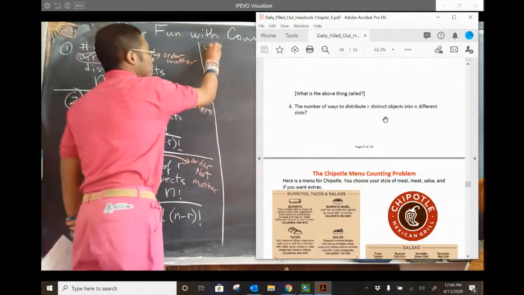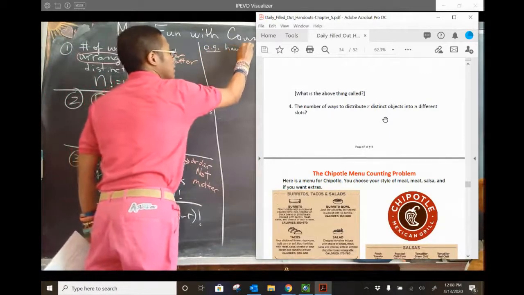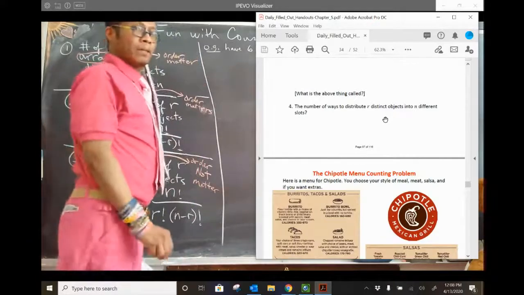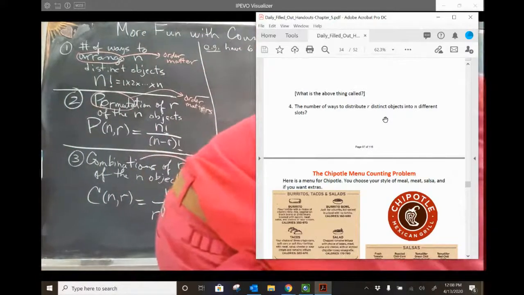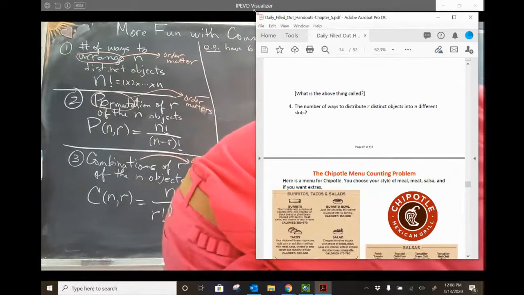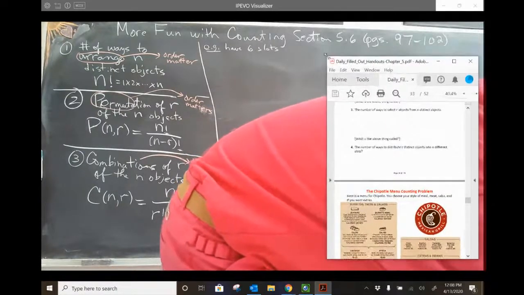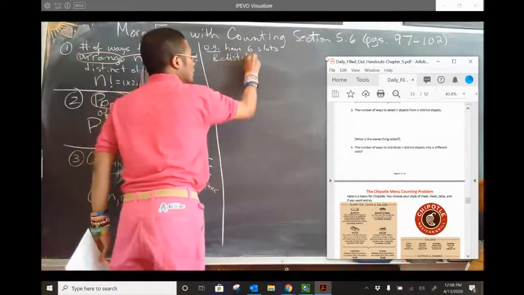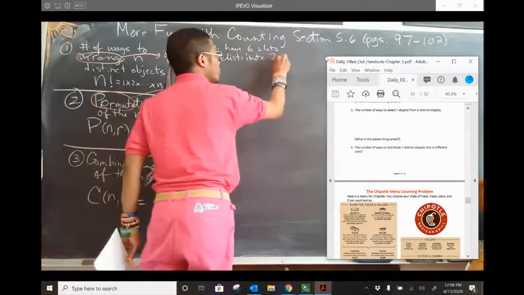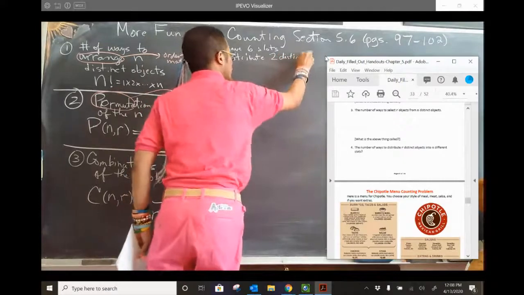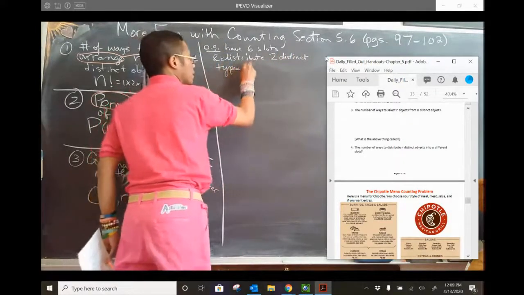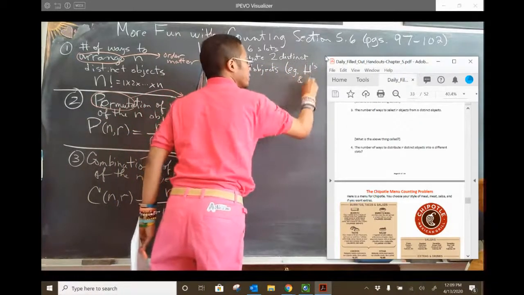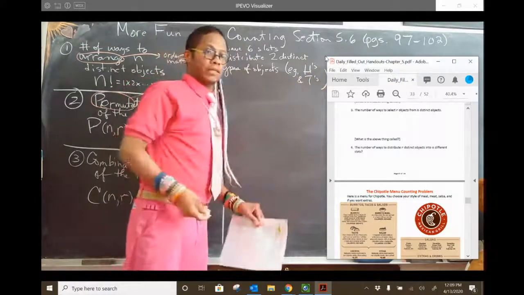So for example, say I have 6 slots, and I want to distribute two distinct types of objects. For example, heads and tails. So I'm putting H's and T's inside the 6 slots.